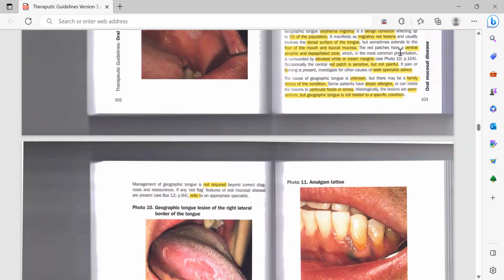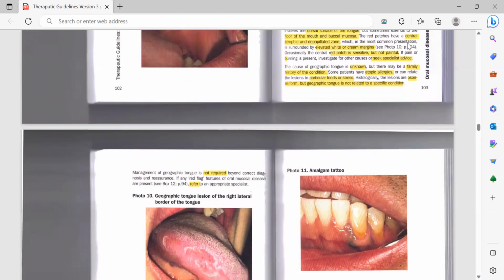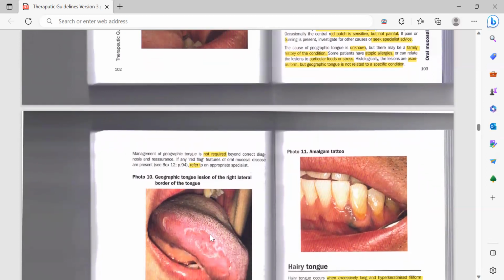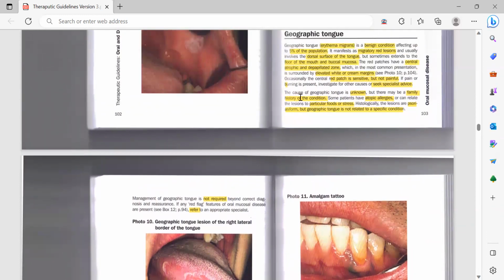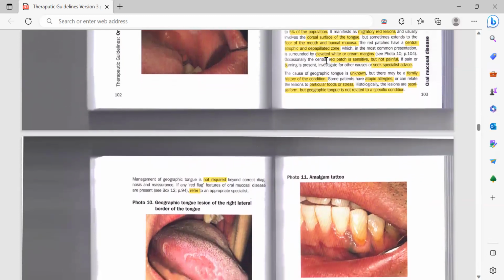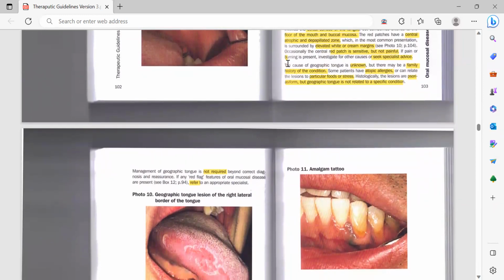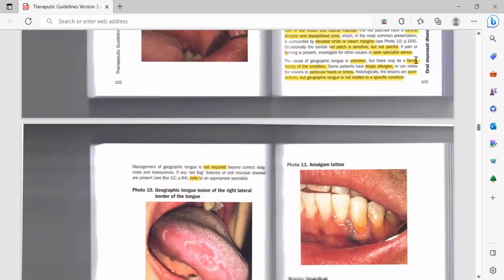The red patches have a central atrophic and depapillated zone, which is the most common presentation, surrounded by an elevated white or cream margin, just like this. So there is a red color zone surrounded by a white color, why elevated white or cream margins. Occasionally, the central red patch is sensitive, but it is not painful. If pain or burning is present, investigate for other causes or seek expert advice.